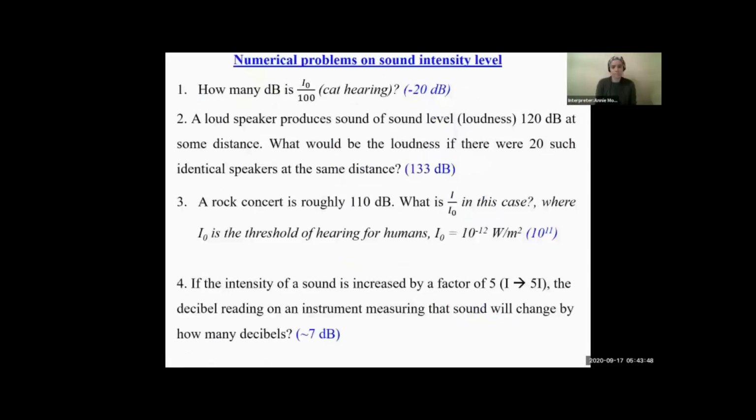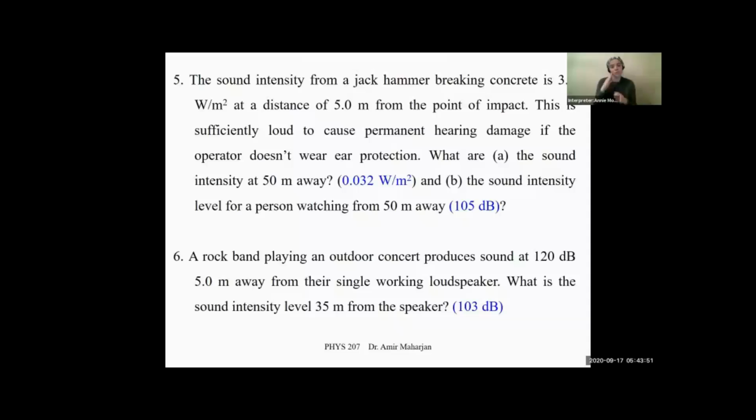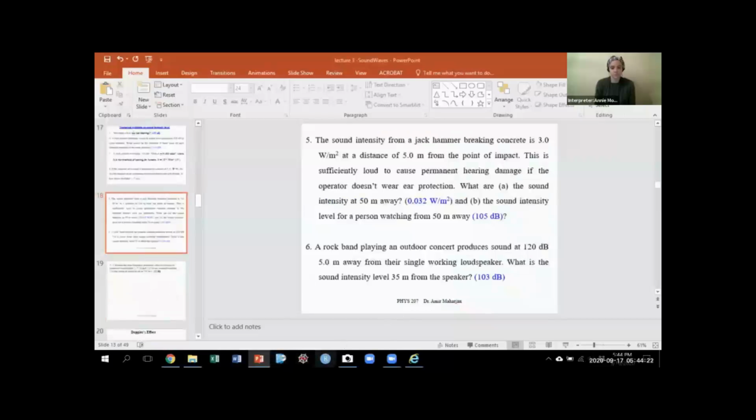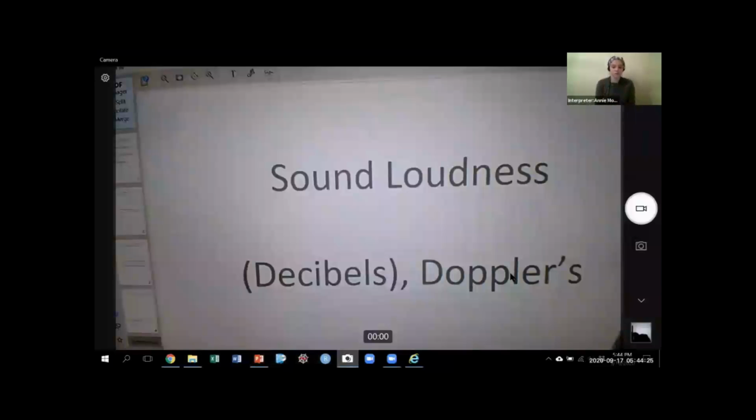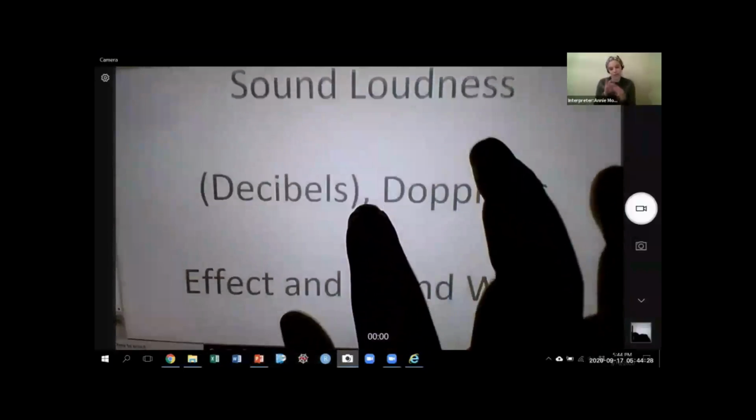And now let's do some problems. I'm going to solve some problems before I assign you something. So when we solve problems, we will revisit all these formulas, and then it will be more clear. So I'm going to go back now and try to solve as many problems as possible. Sound waves, okay. So let's do some problems on decibels, sound loudness, right?